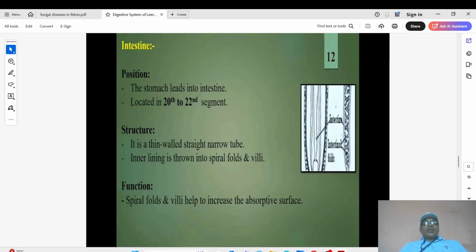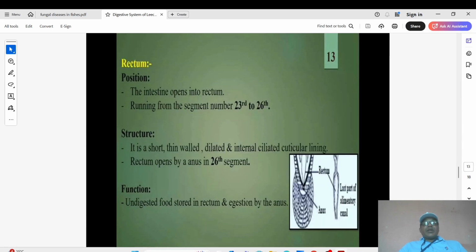Now intestine, see, below the stomach there is the intestine. It is located between the 20th to 22nd segments. The structure, it is a thin walled, straight narrow tube. The inner lining is thrown into a spiral fold and villi. Function of intestine, the spiral fold and villi help to increase the absorptive surface.